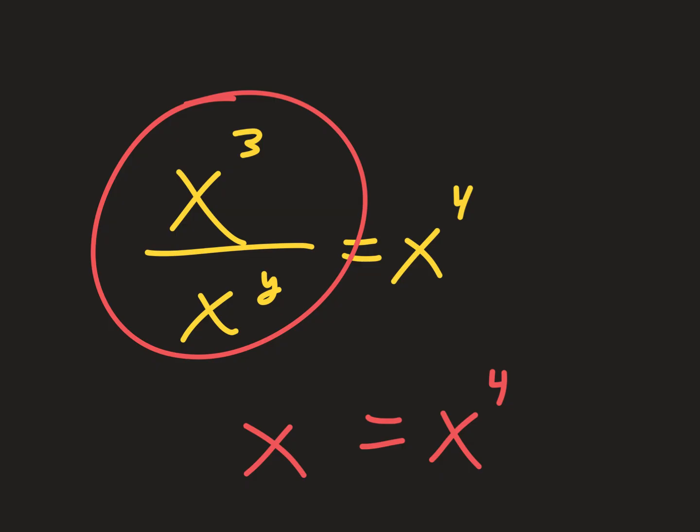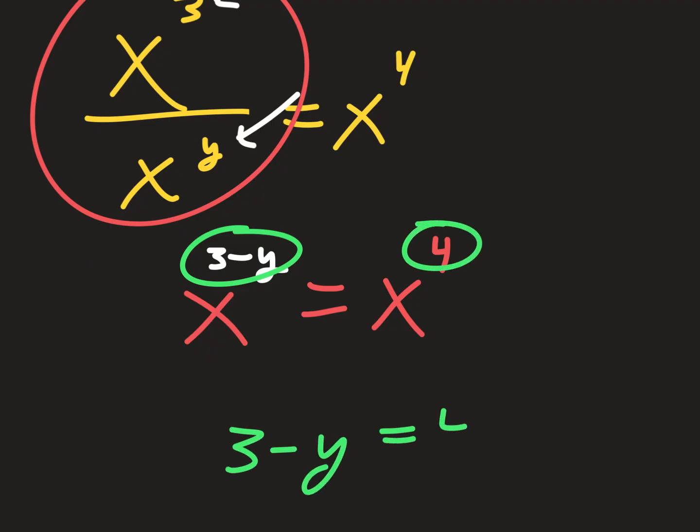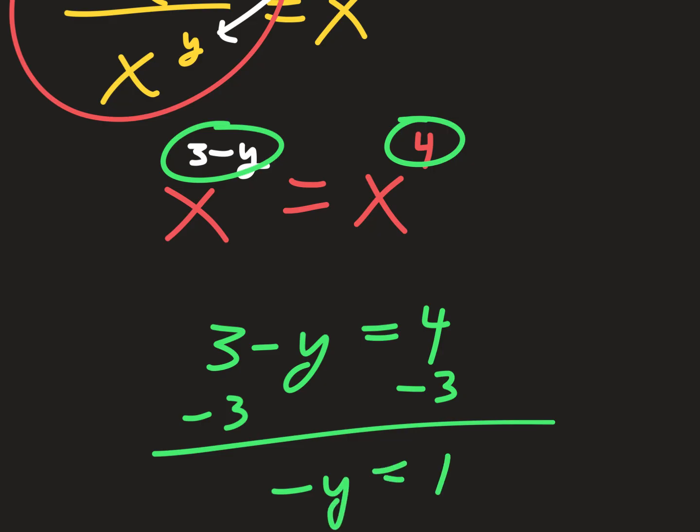All right. x to the 3 minus y, because you take this minus this, and now the bases are the same. And then 3 minus y equals 4. It is not super easy to do in your head, but you can solve it. You just subtract 3 from both sides. Negative y equals 1. y equals negative 1.